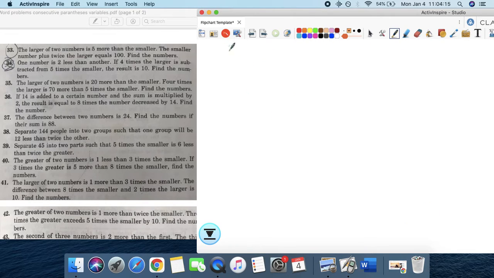40, the greater of two numbers. Okay, so there's two numbers, the greater one and obviously the smaller one. The greater of two numbers is one less than 3 times the smaller. Well, they're again talking about the greater number in terms of the smaller number. So the smaller number we're going to call x. The greater number is 1 less than 3 times the smaller.